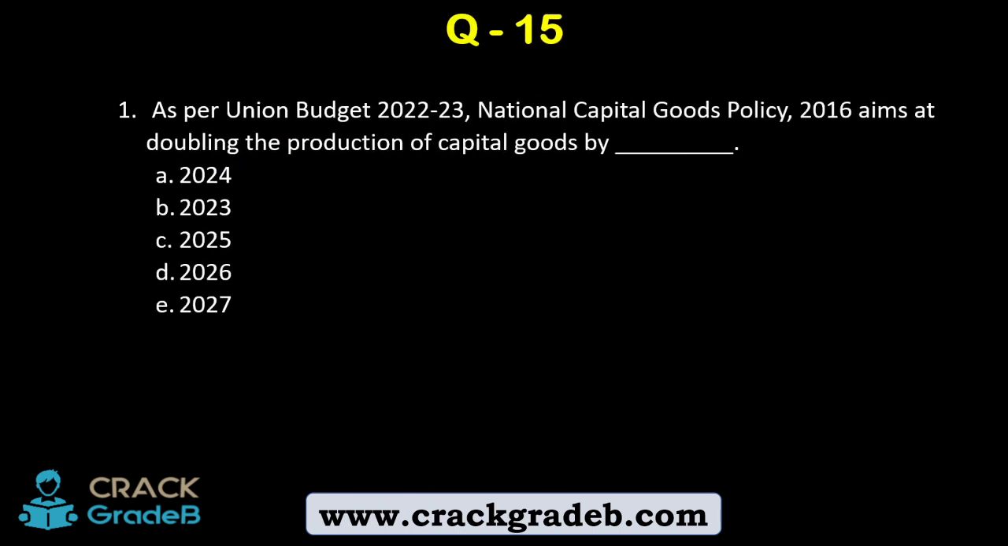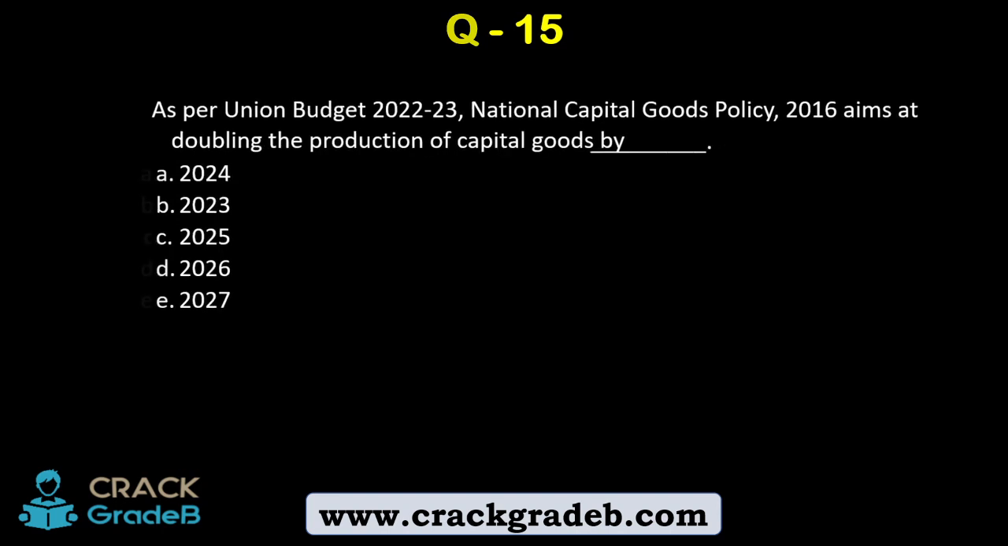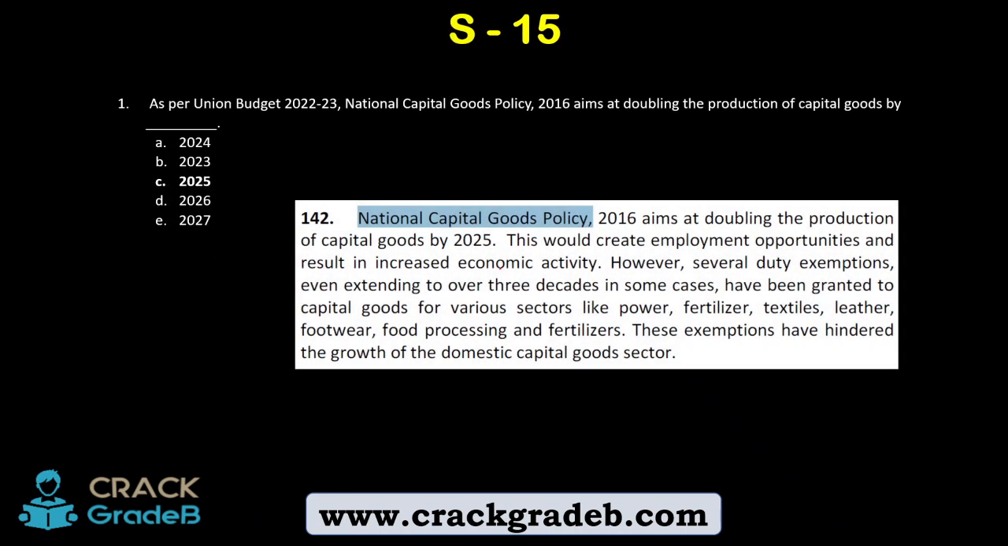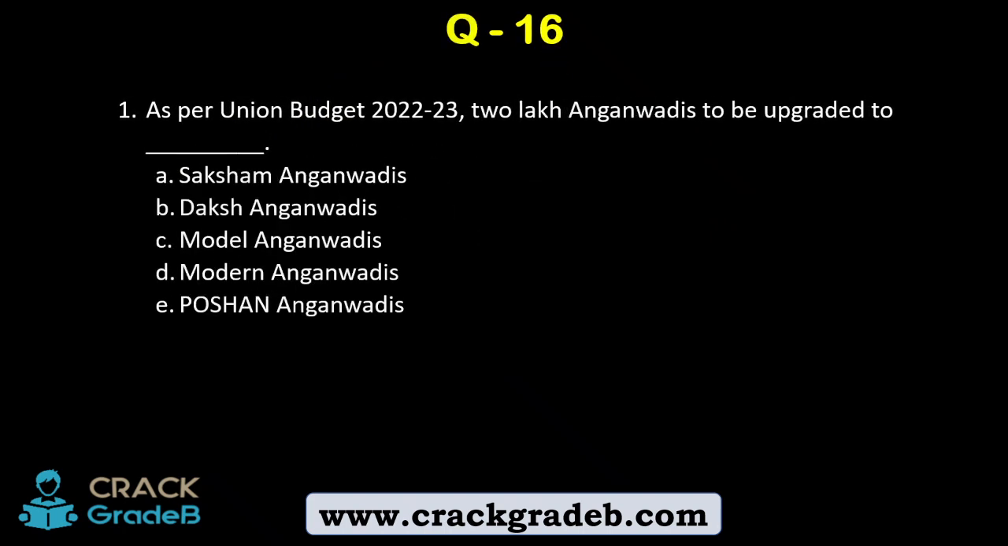As per the Union Budget, the National Capital Goods Policy 2016 aims at doubling the production of capital goods by when? Okay, so look, this may be a question which is not directly related to the Union Budget, but since the Finance Minister in her speech has addressed this, and I guess these are the exact lines, this becomes very important. So what is the target year? The target year is 2025, right? When you go through this, you will understand what the National Capital Goods Policy 2016 is. Let's move forward with question number 16.